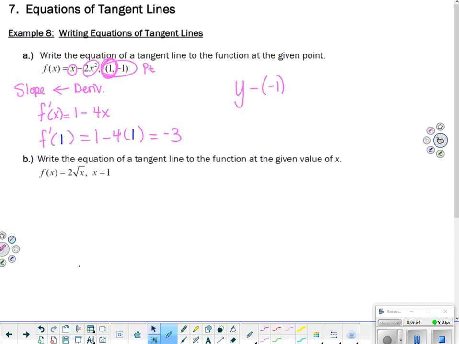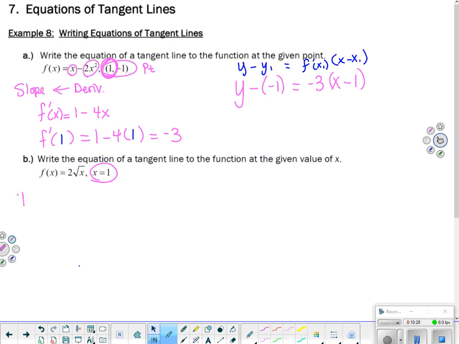y minus y1 equals the slope times x minus x1. I'm going to put x sub 1 there. x minus x sub 1. That's what I just filled in, didn't I? I used the point slope form and put in everything that we needed to know. Awesome. For B, write the equation of the tangent line at the given value of x.